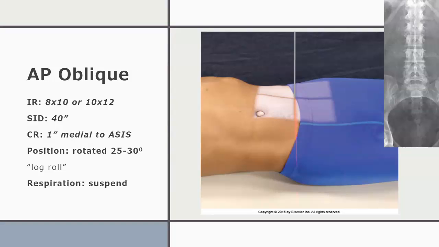And being very concise and knowing that they're not going to fall, or putting your body in front of them, will help them. So getting back to the SI joint on the left side, the patient would be placed in RPO. You would log roll them into a 25 to 30 degree rotation and center 1 inch medially to the upside ASIS.